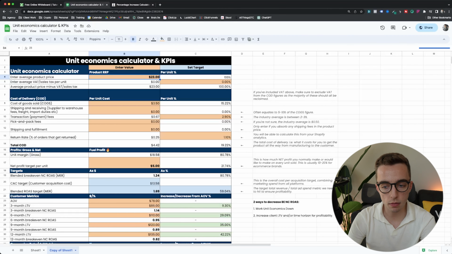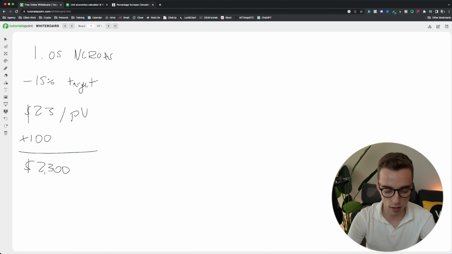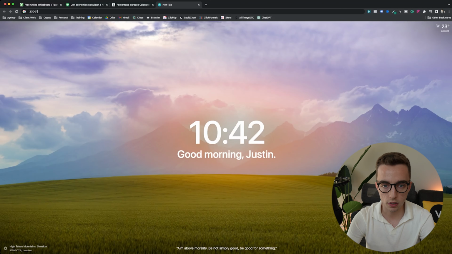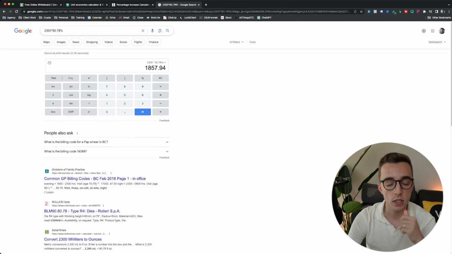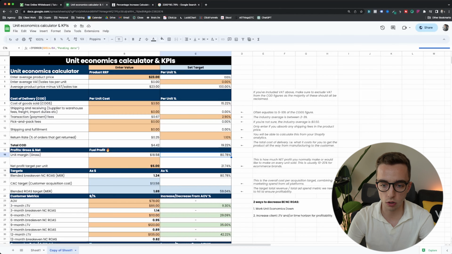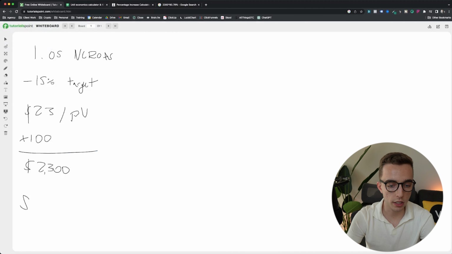Now going back, I know that my margins are roughly 80.78%. So in this case, we have 2,300 bucks times 80.78. If I do the math, my gross margin is roughly $1,857. That's basically the gross margin I would have to make this back.